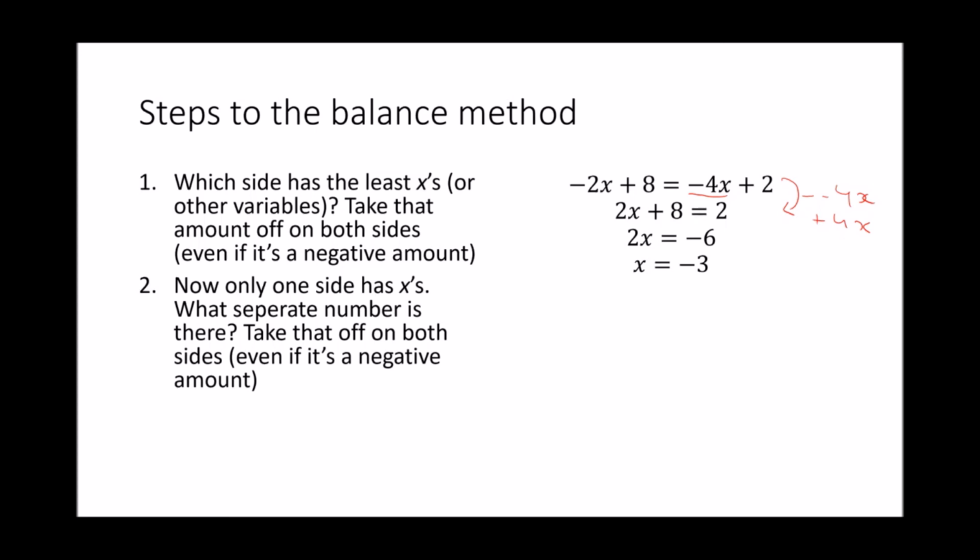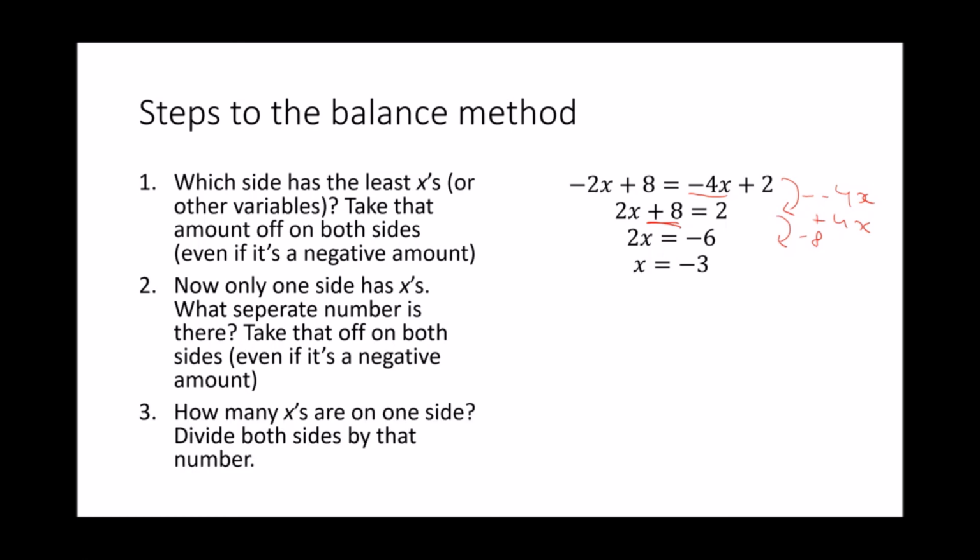So then you look at what separate number is still there. In this case, that's plus 8. And we also take that off on both sides. Now we haven't seen that case, but this still goes even if this plus 8 is a minus 8, or is a minus 13, or minus any other number. And then our final step, we look at how many x's we have. Well, we have 2 x's here. So we divide on both sides by that number.